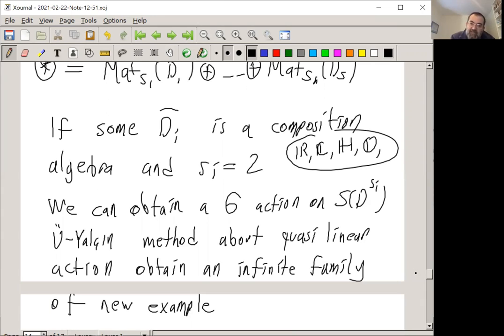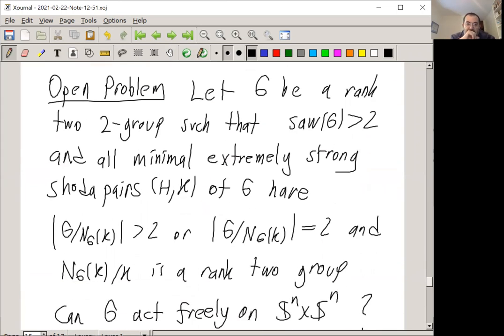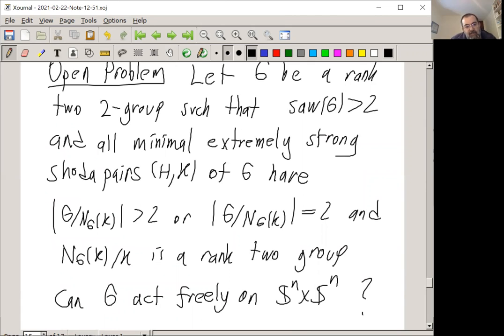And you said these are the cases we couldn't handle. What do you mean by this? Because this looks like bigger than 2 and equal to 2. So which cases do you handle? If this is greater than 2, we cannot handle. And if this is equal to 2 and this is a rank 2 group, then again, we cannot handle. So HK is the Shoda pair, similar to the pairs you were mentioning.